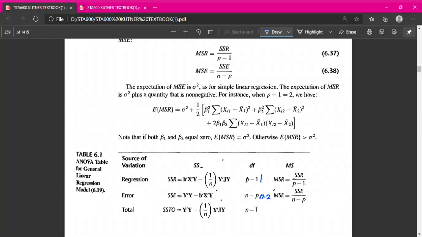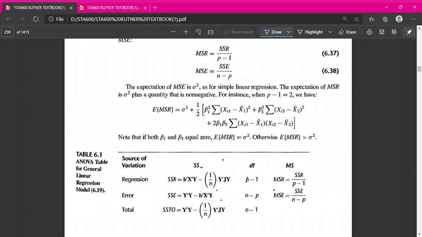But in multiple linear regression, your p here depends on how many independent variables are attached in your data. If there is x2, here will be 3 minus 1, so here will be 2. Here will be n minus 3 because there are 3 parameters. If you have 3 x's, the parameters will be 4: beta 0, beta 1, beta 2 and beta 3. So it depends on how many variables are involved in your data set.